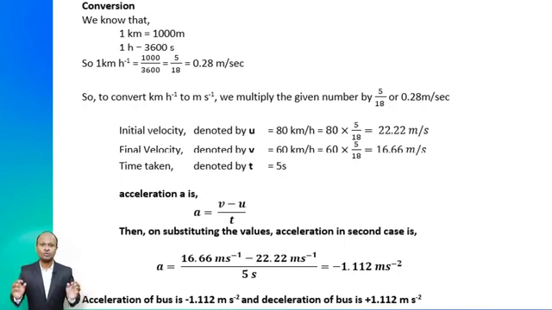The initial velocity is given by u equal to 80 km per hour. This is equal to 22.22 meter per second. And the final velocity is given by v equal to 60 km per hour. This is equal to 16.66 meter per second. Time taken t is equal to 5 seconds.